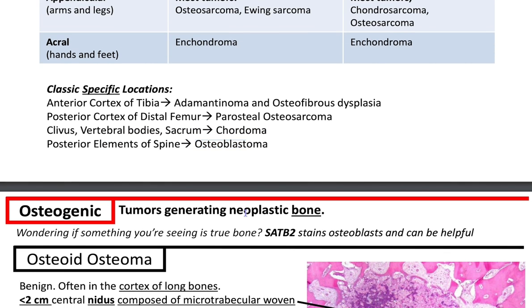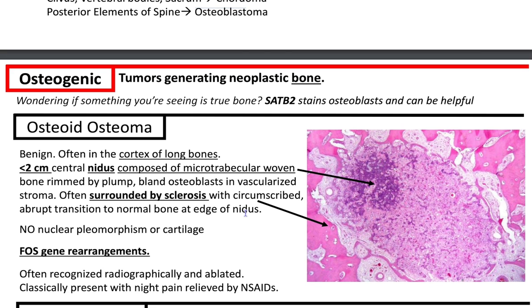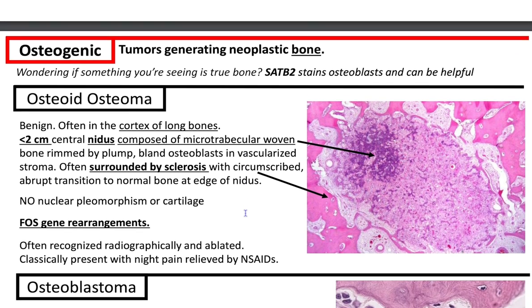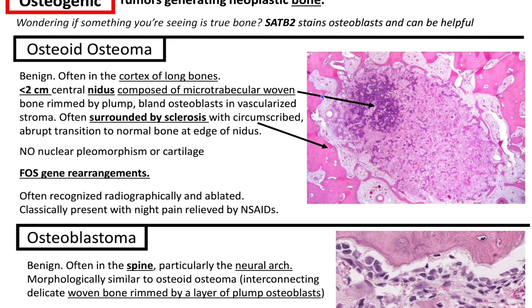All right, let's go to osteogenic tumors, meaning tumors generating neoplastic bone. Osteoid osteoma. We talked about osteoid, right? Kind of woven bone that's not mineralized. Well, this is not necessarily osteosarcoma, even though it does have osteoid. It's benign. It's often in the cortex of your long bones.